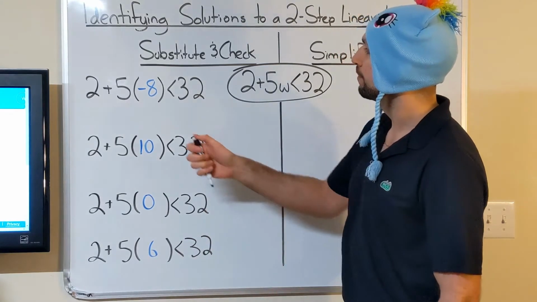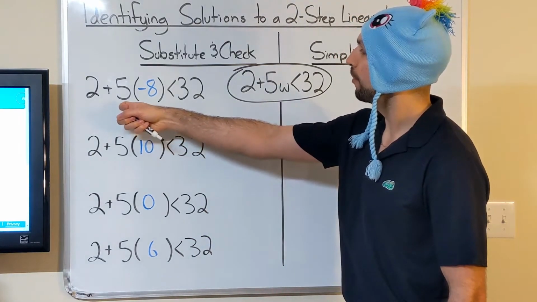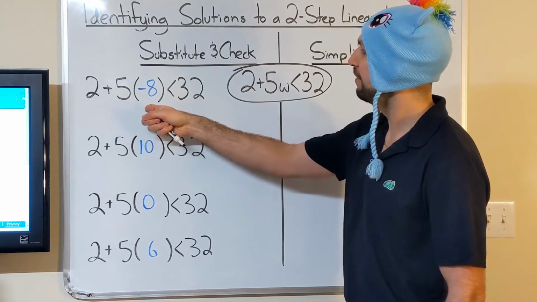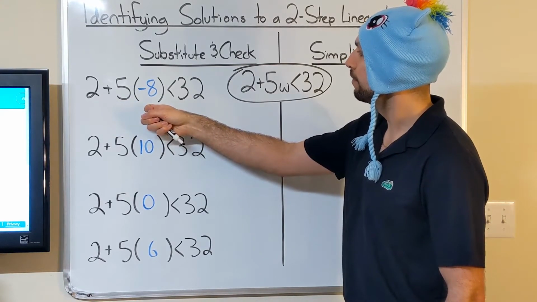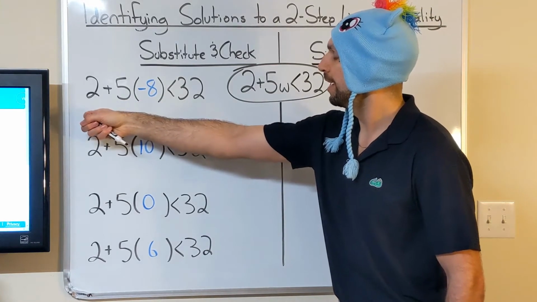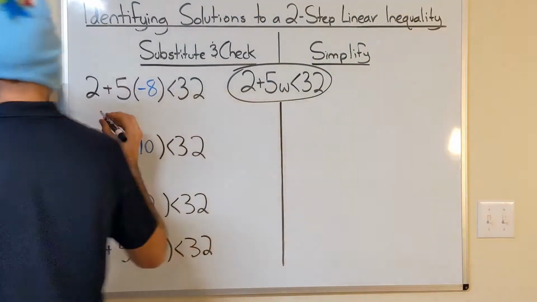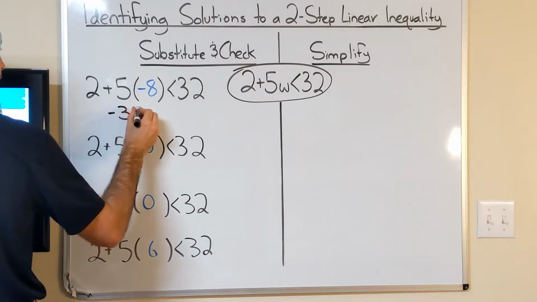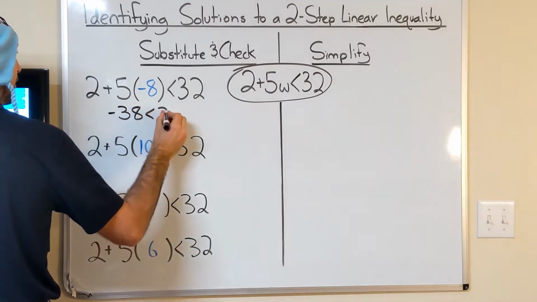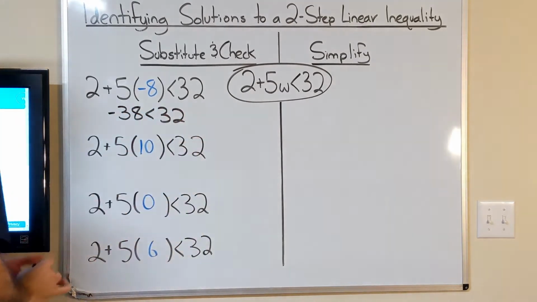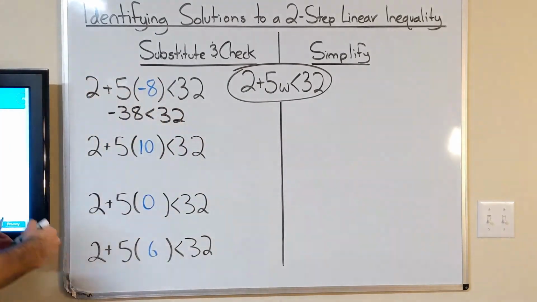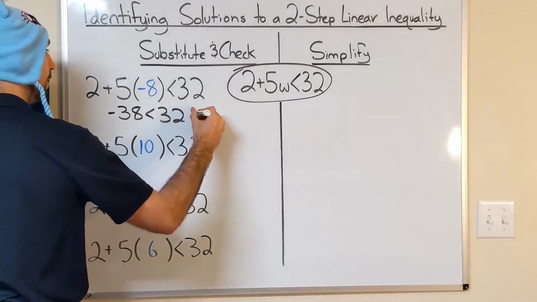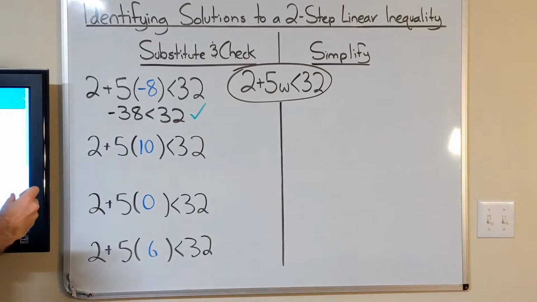So let's simplify. First, we're using order of operations. We're going to say 5 times negative 8 is negative 40, plus 2 is going to be negative 38. So is negative 38 less than 32? In this case, yes. We know that certainly any negative number is going to be less than a positive number, so that holds true.